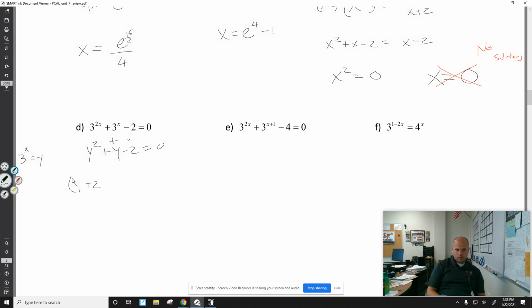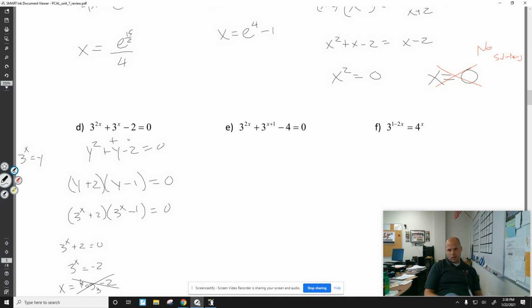y plus 2, y minus 1, but I replaced 3 to the x with y, so it's really 3 to the x plus 2, 3 to the x minus 1. Solve these two equations, set equal to 0. You get 3 to the x equals negative 2. Take the log base 3 of both sides, you get x equals log base 3 of negative 2. Can't do that. You can't take the log of a negative number. A number to a power is always positive. A positive number to any power is always positive. 3 to the x minus 1 equals 0. It's another answer of 0.